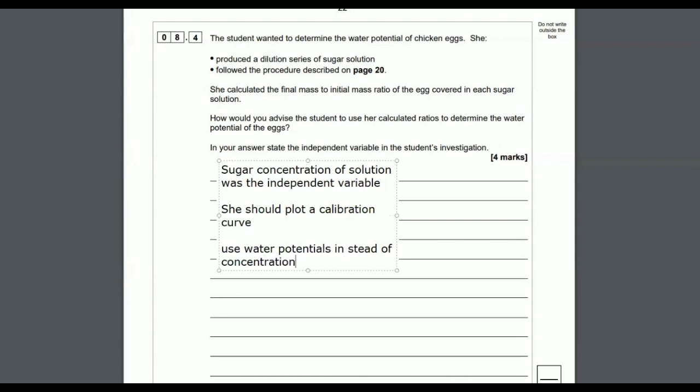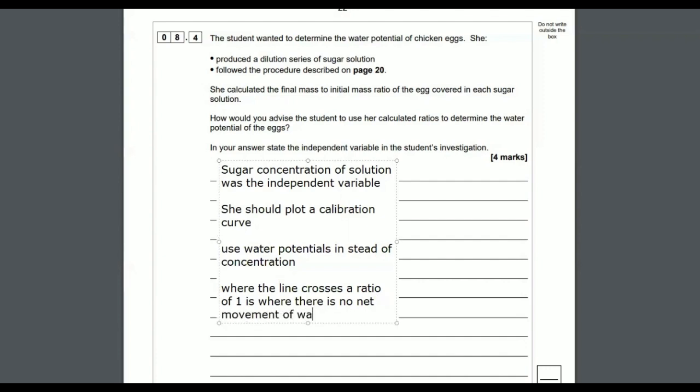Now she just needs to plot her ratios, and where the line intersects the x-axis at 1 for the ratio, that is where there is no net movement of water into or out of the egg, because the initial mass and final mass have a ratio of 1, which means that the mass of the egg hasn't changed, and that means that there's been no net movement of water in or out. It means that you know that egg is in the same concentration solution outside. The external solution is the same as the concentration inside. So we know that the water potentials are therefore the same.